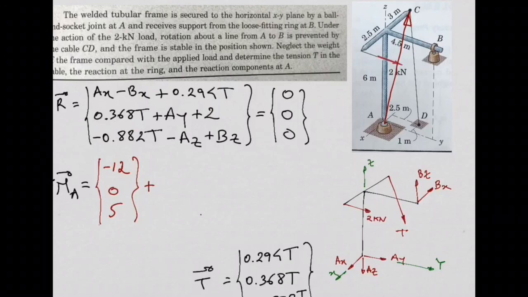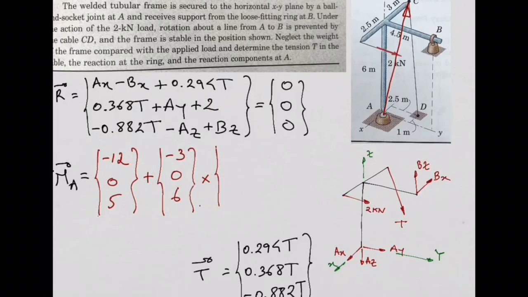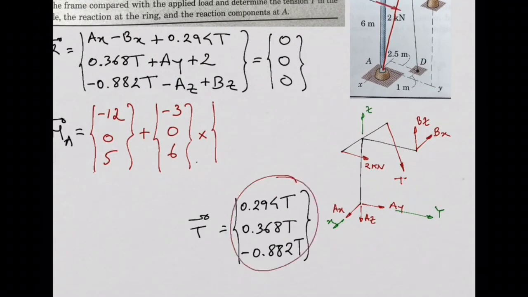And now this vector, we do the same thing. We need to define the X, Y, and Z components of this position vector, starting with the X component, minus 3. Y component, 0. Z component, 6. And now the force vector. The good news about the force vector is we already calculated it.